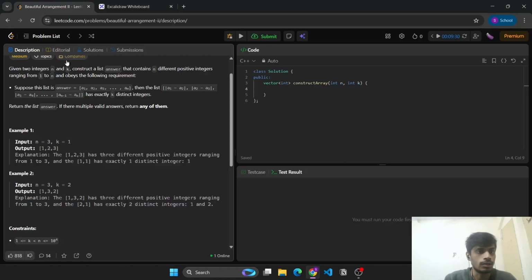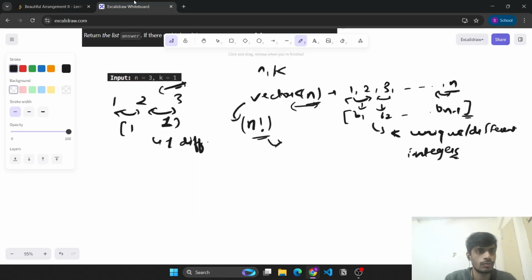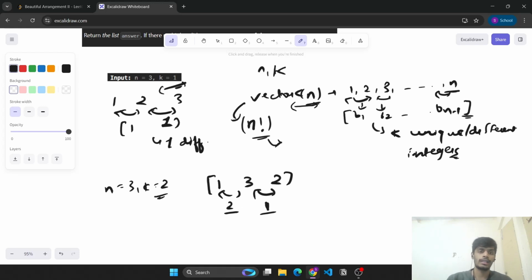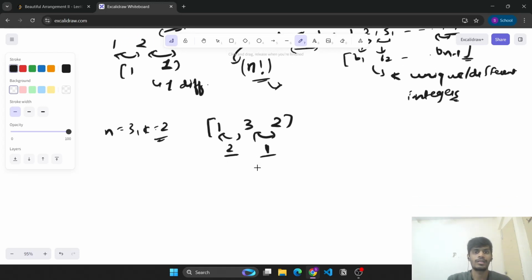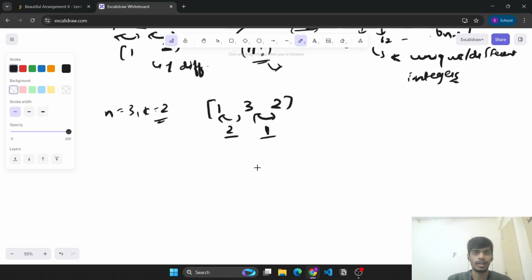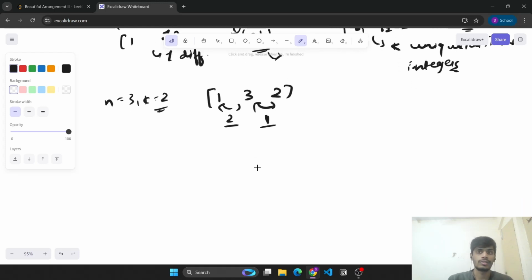Then we have another example, n equals 3 and k equals 2. One correct output is this: here we have a difference of 2, and here we have a difference of 1. Generally, in these kinds of problems, we need to make some observations and greedily try, using trial and error, to find some possible way of arranging these numbers.